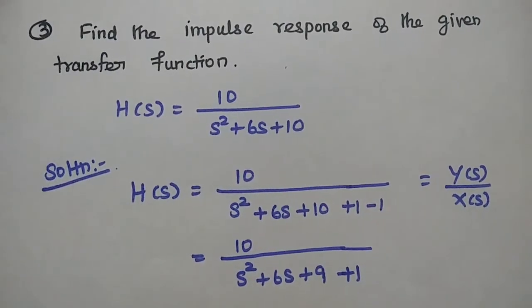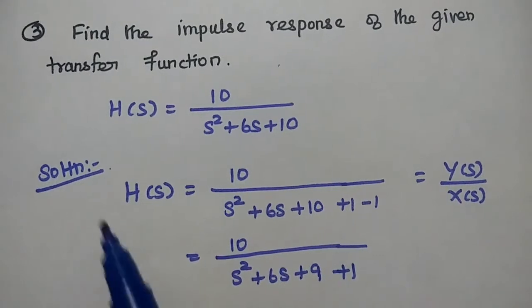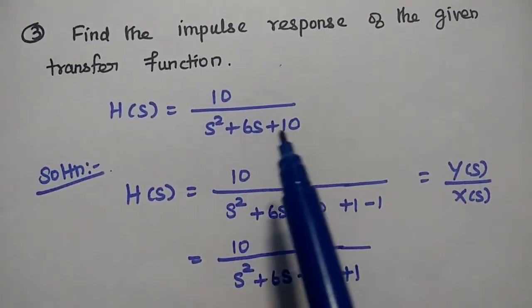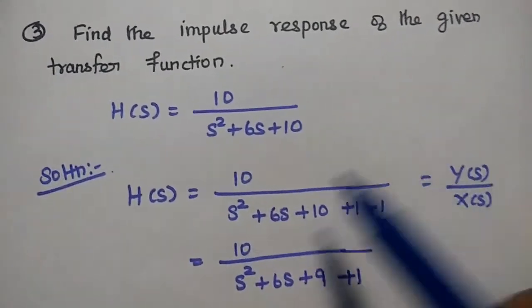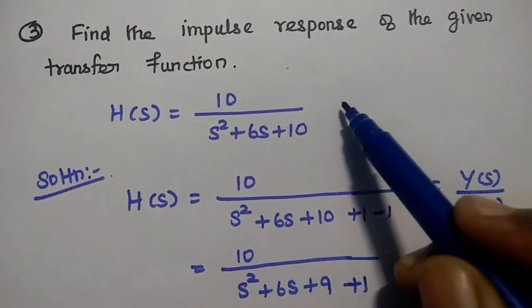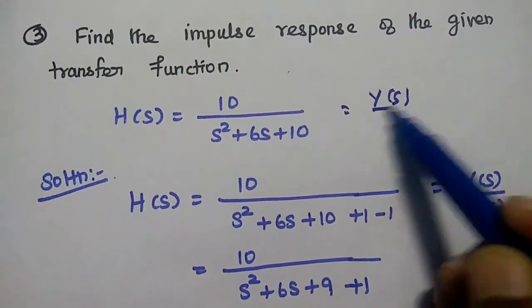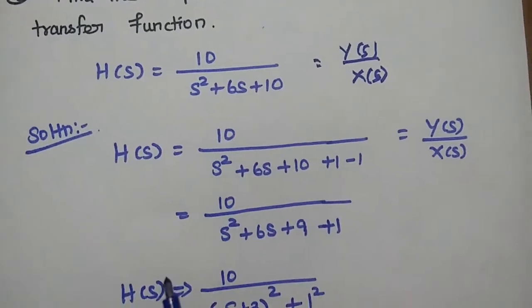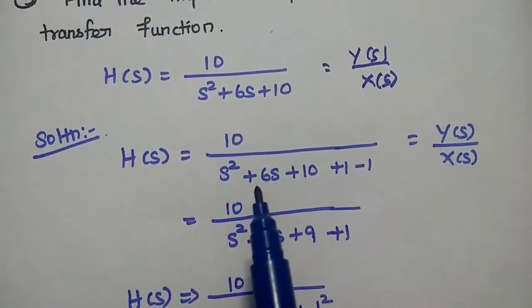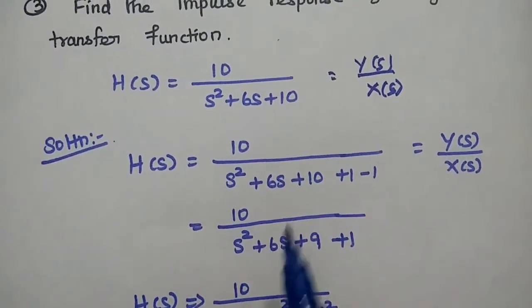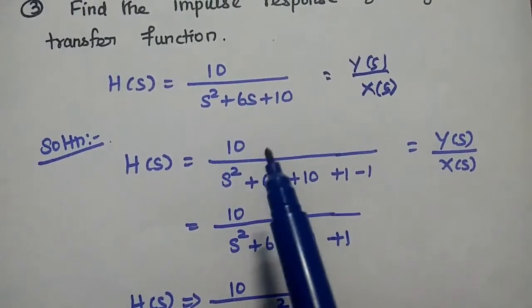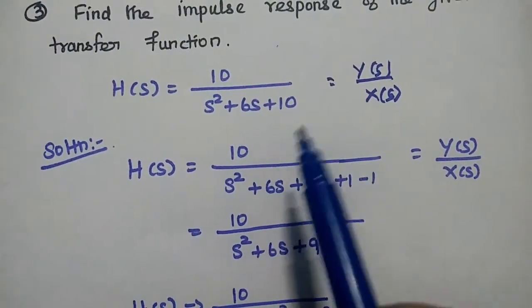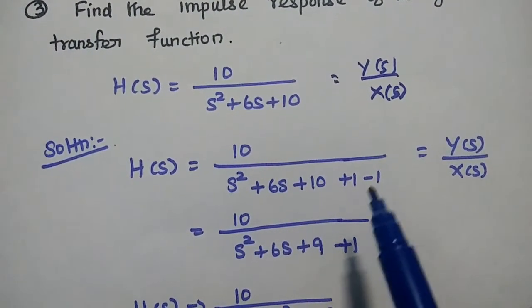So the next problem is to find the impulse response of the given transfer function. In this problem, they have directly given the transfer function. We know that H of s is equal to Y of s divided by X of s. So we have the transfer function as such, and we are going to obtain its inverse. Here 10 divided by s squared plus 6s plus 10 is there, so we want to simplify this further, or we want to take the roots.